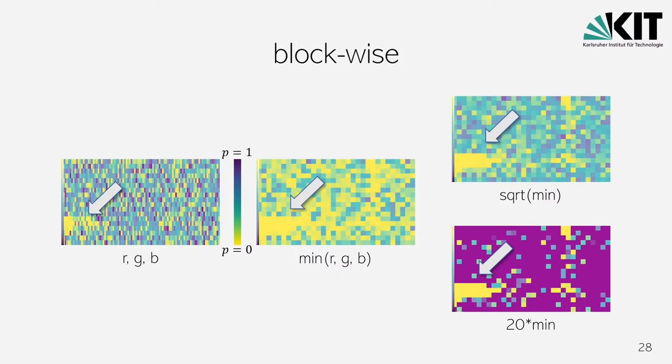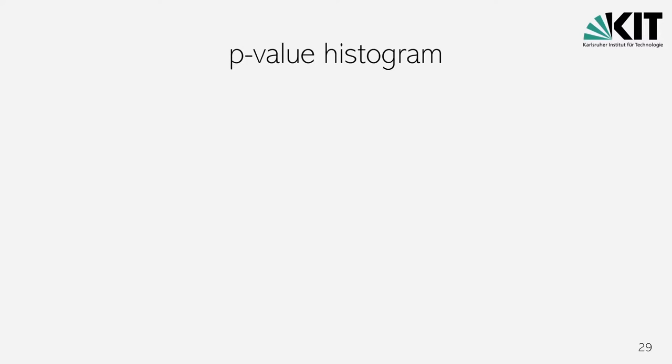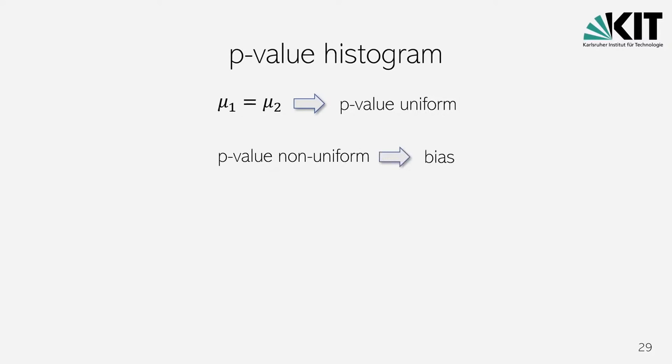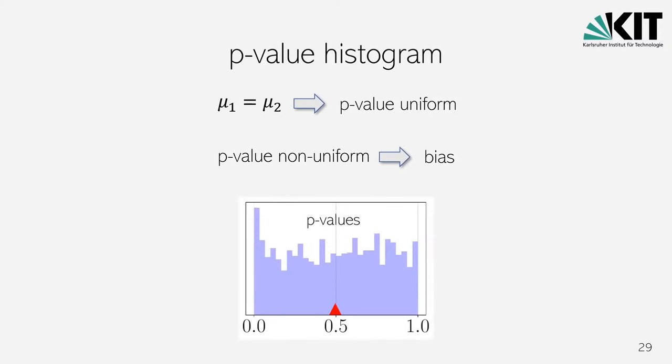The second visualization is a histogram of all p-values, and the idea behind this is that if the renderers have the same mean and converge to the same result, the p-value is uniformly distributed in each of the pixel blocks. So if a histogram of these values is obviously not uniform, the renderers probably do not have the same mean and thus at least one of them is biased. This is also the case in this example, where there are a lot more p-values close to zero than we would expect from a truly uniform distribution.